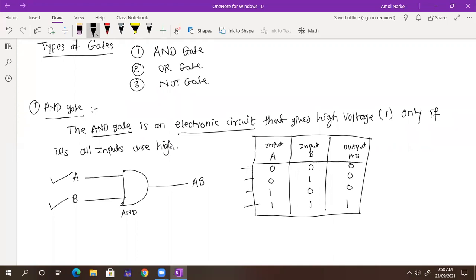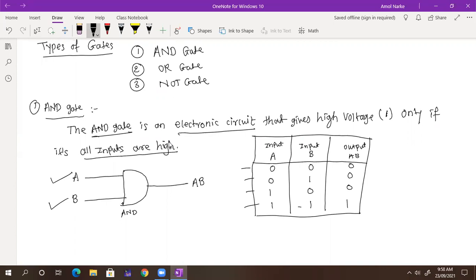Because we have two variables, the possible combinations are: A has low voltage and B has low voltage; A has low voltage and B has high voltage; A has high voltage and B has low voltage; and both have high voltage. Accordingly, what is my output? The output gives high voltage only when all inputs are high. Otherwise, I will get low voltage.